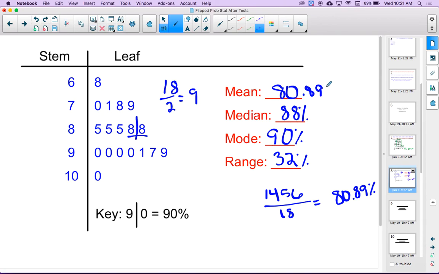Okay, so it doesn't really help us speed things up for the mean, but it might help a little bit for median and mode. Okay, that's stem and leaf plot. If you have any questions, make sure you ask about them in class.